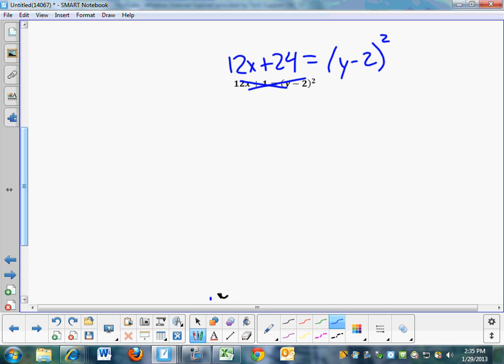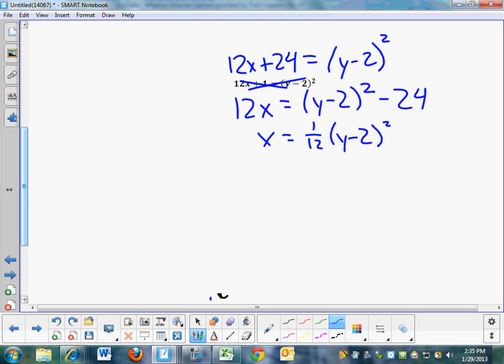Okay, what do you want to solve for? X or Y? X, very good, because Y has a squared on it. You don't want to solve for the Y. We solve for the X, we subtract 24. We get 12X equals Y minus 2, quantity squared, minus 24. Now what? X equals 1/12 times Y minus 2, quantity squared, minus 2.